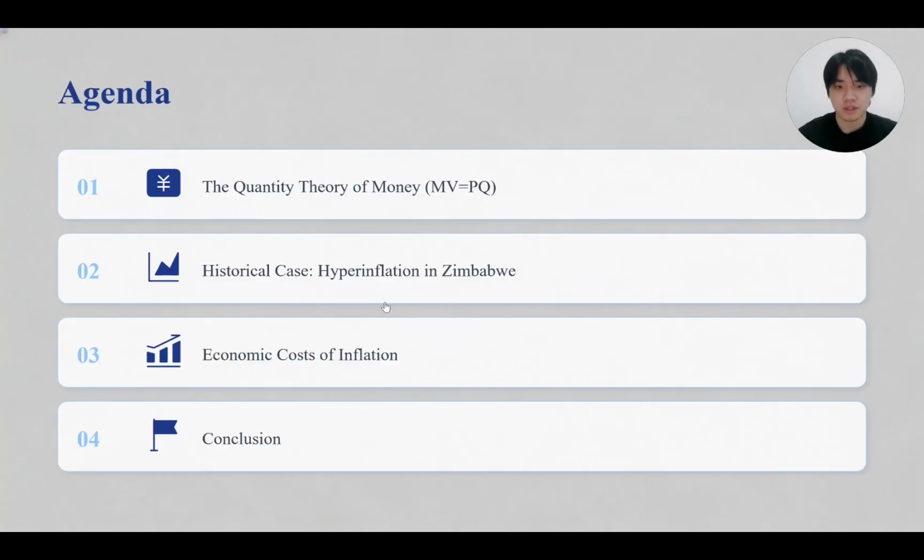So this presentation will be divided into four parts. First, we will review the formula of the quantity theory of money, MV equals PQ, to understand the basic principle. Next, we will move into the case of hyperinflation in Zimbabwe to see how the theory plays out in reality. Then, we will discuss the economic costs brought about by inflation. Finally, we will summarize this discussion.